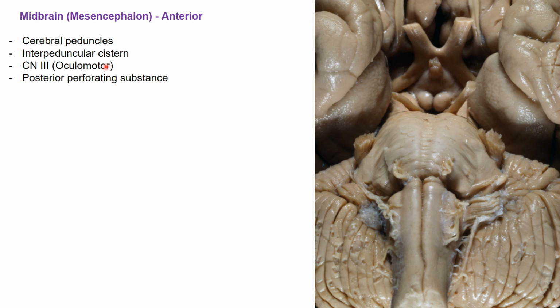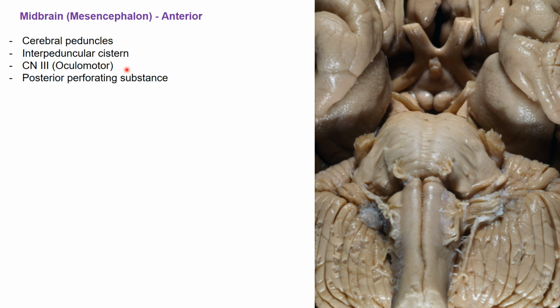This is different than the cerebellar peduncles. The cerebral peduncles connect the brainstem to the cerebrum, and then the cerebellar peduncles connect the brainstem to the cerebellum more posteriorly. So you have a cerebral peduncle on either side, and in between the two, you have your interpeduncular cistern. This should be a review from a previous lab.